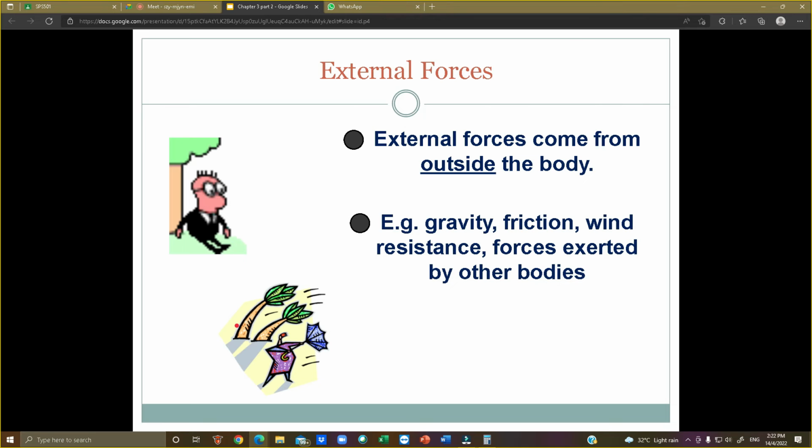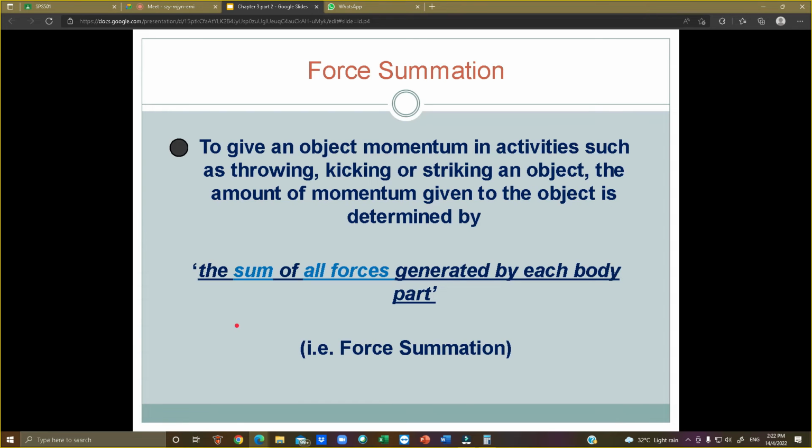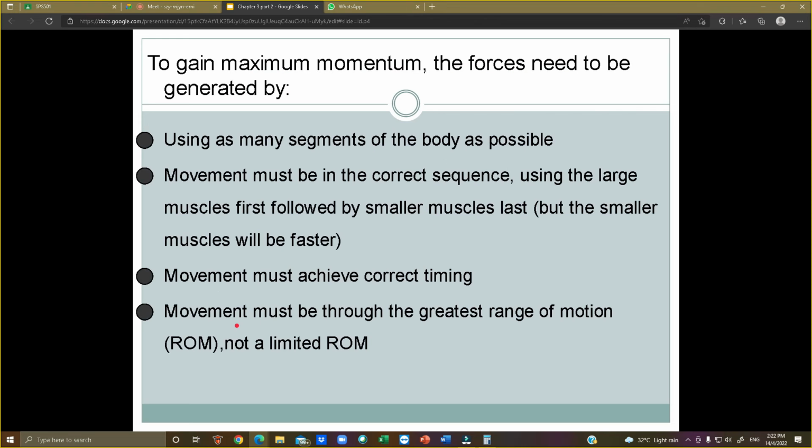So what you try to have is actually a summation of internal force. Okay, how to do so? Kita buat macam ni. Okay, this is some of the factors or some of the ways in order for you to get a summation of force. First, use as many body segments as possible.